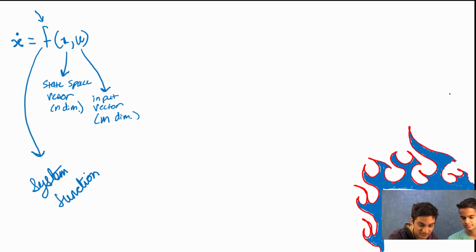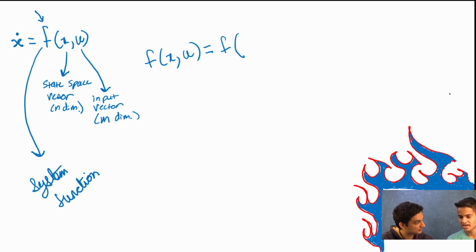So, keeping with what we had last time, we have f of x comma u is equal to f of, what do you want the initial states to be? Say x naught and u naught. Sounds good.